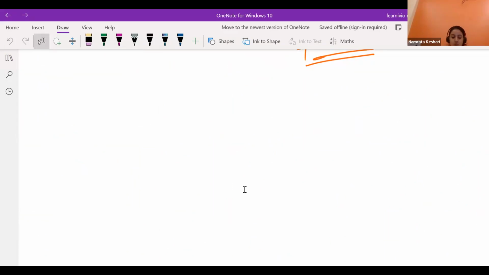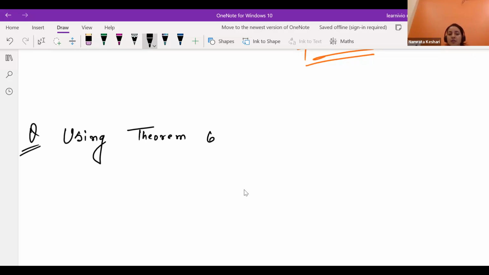So the question says that using theorem 6.1. Okay, here in our exercise it is given like that. However, if the same question is given in the exam, this 6.1 and all will not be mentioned over there.